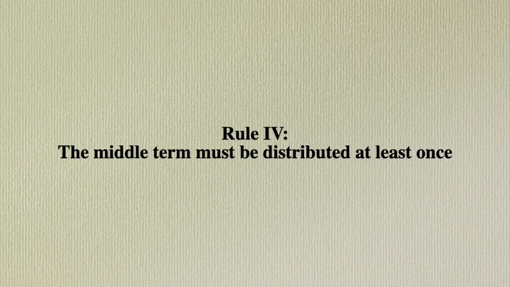Rule 4 is the middle term must be distributed at least once. Now, to get your head around this one, imagine we are sharing a pie, you and I. Now, I have one slice and you have another. Now, we can certainly say that my slice is pie and your slice is pie. Both true. Our slices have that in common, right? But I can't necessarily say that my slice includes your slice. It might be true if I'm greedy, but I can't get there from the premises.